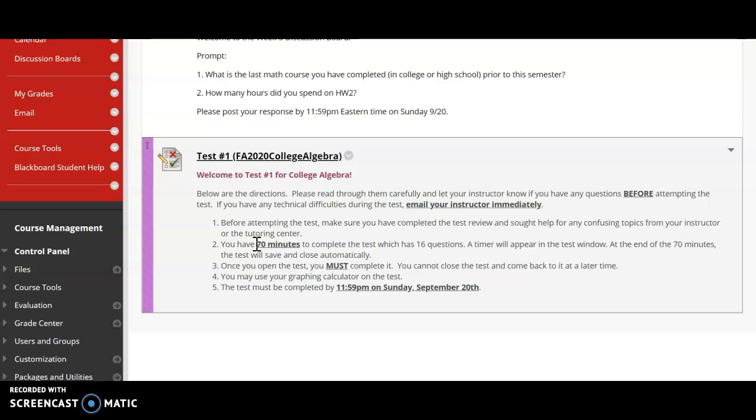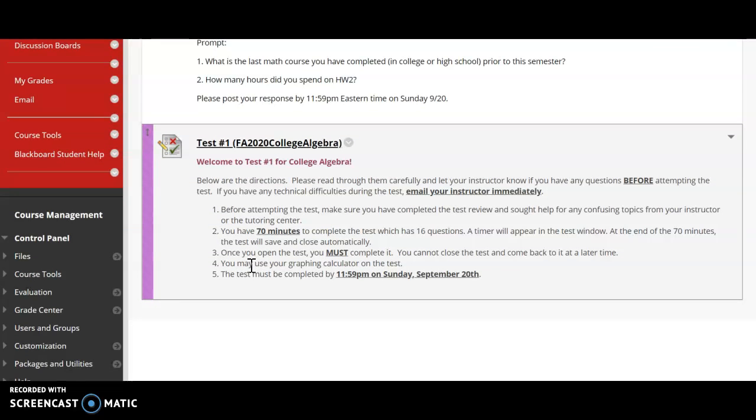You have a full 70 minutes to complete the test, which consists of 16 questions. A timer will appear in the test window, and at the end of the given time, the test will save and close automatically. Again, once you open the test, you have to complete it. You can't close the test and come back to it at a later time. You may use your graphing calculator, and this test must be completed by 11:59 p.m. on Sunday.